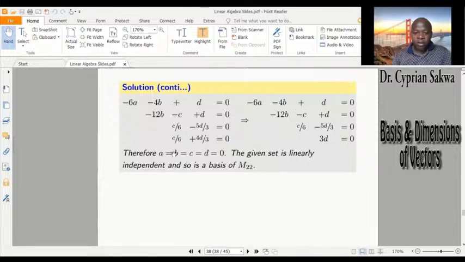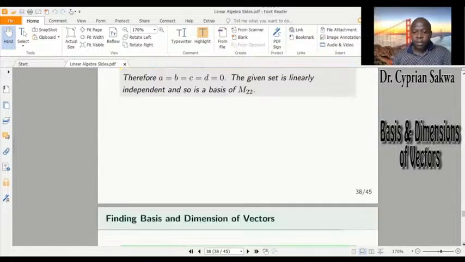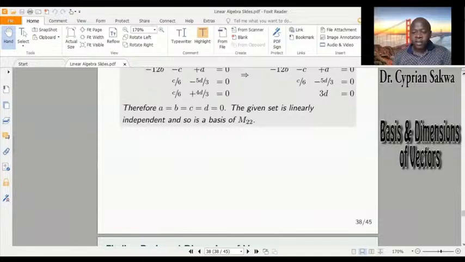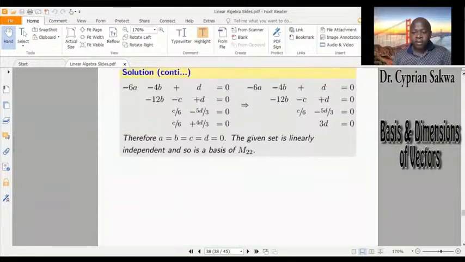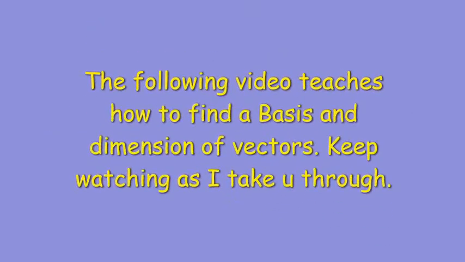So I found that A equals B equals C equals D, and they are all 0. So since the scalars are all 0, it means those matrices are linearly independent, and therefore they form a basis of M22. So that is how we determine if vectors form a basis of a vector space.